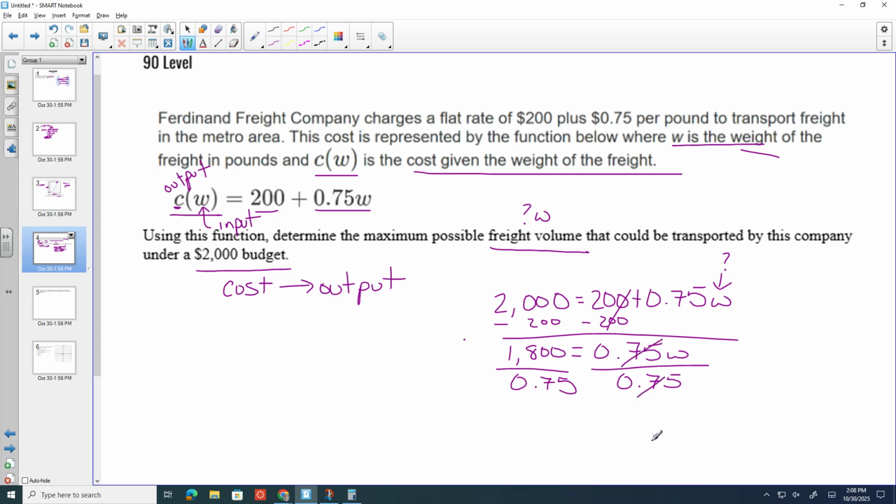That cancels out, and so the weight would be 1,800 divided by 0.75. You can throw that in a calculator, and you will get 2,400. So what this means is that the maximum possible freight volume that the company could transport under a $2,000 budget is 2,400 pounds. So that's our final result.